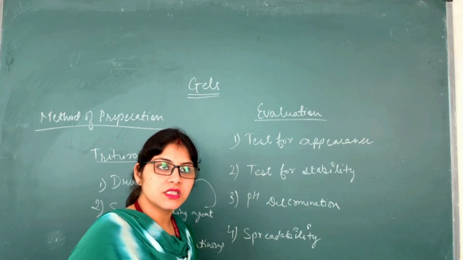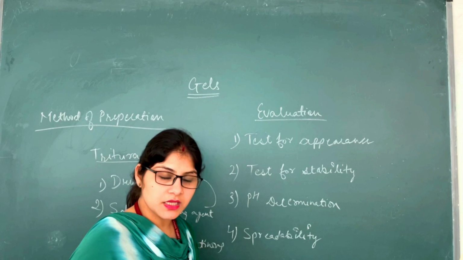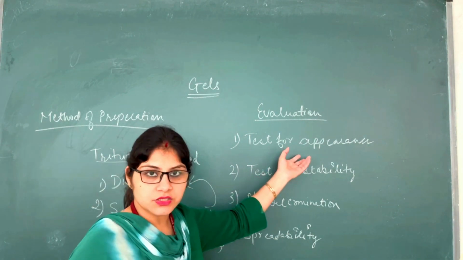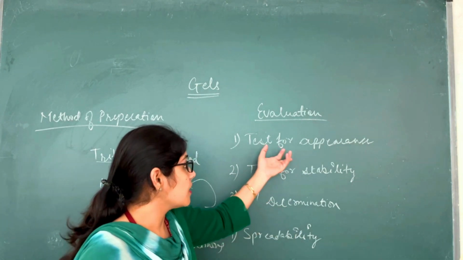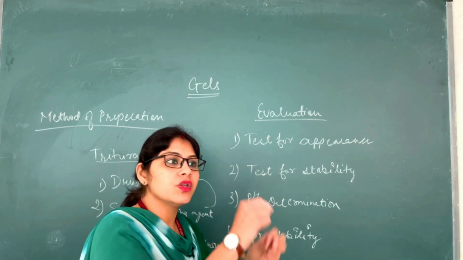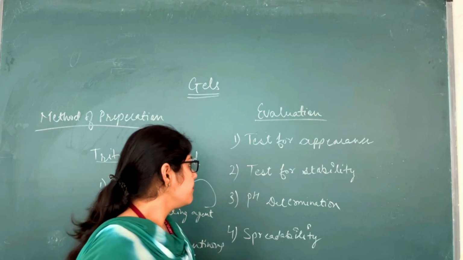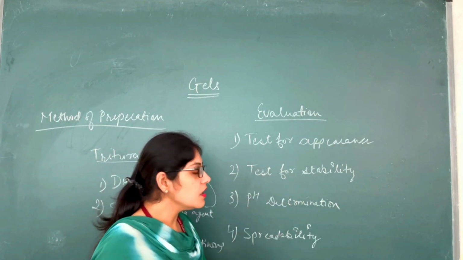If any coloring agent is added, that color shows in the gel structure. Like hair gels come in blue color, green color, so we can check from the appearance whether the color is uniformly distributed. Then comes the test for the stability.